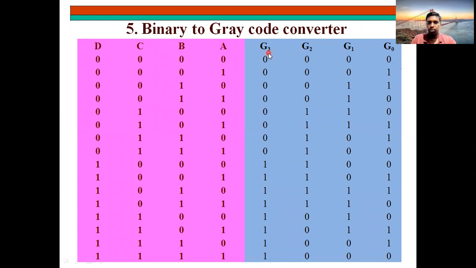Next, see here, binary to gray. I took four inputs, so I will have 16 combinations. And you know how to convert binary to gray. Already we have seen it manually. So manually you find expressions for each and every combination.